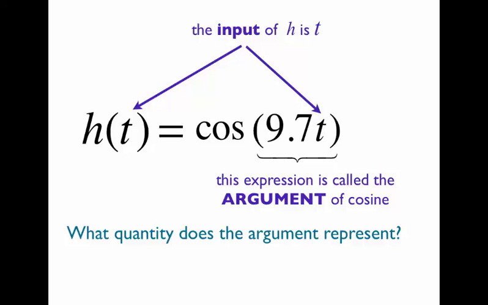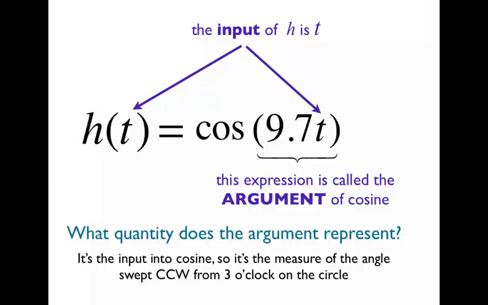So this is one reason why we've been working on input and output of cosine and sine, because what the argument represents is, in a sense, the input into cosine. And we know the input into cosine is angle measure, right? Measured counterclockwise from 3 o'clock. But in this function, the angle measure is not the input. The input is time. So we have both things we've got to keep track of: the input of the function, and the argument of cosine, which is what we called the input of cosine before. It's the measure of the angle, counterclockwise from 3 o'clock.